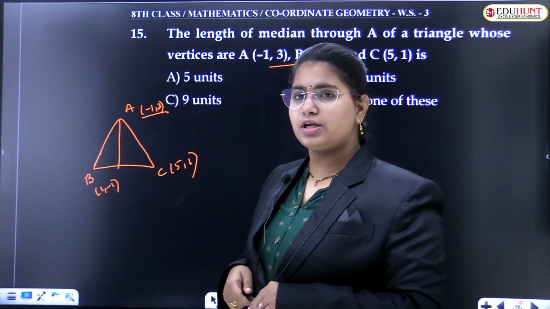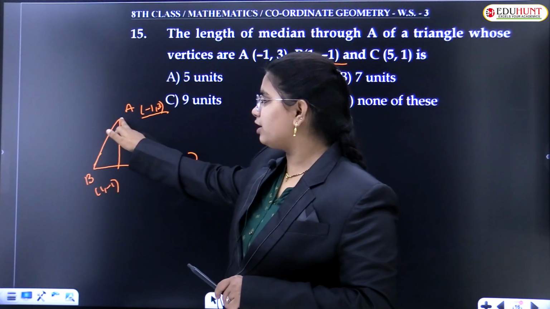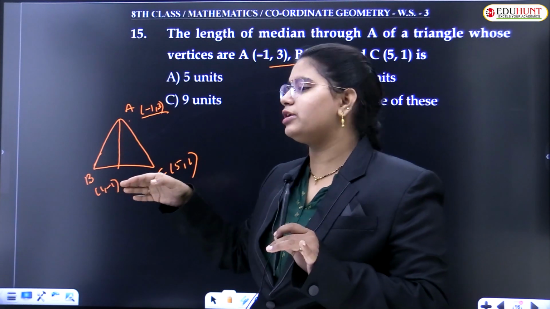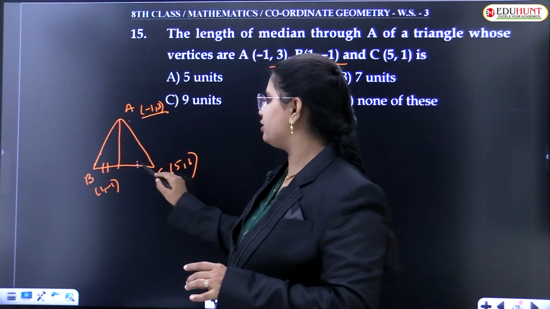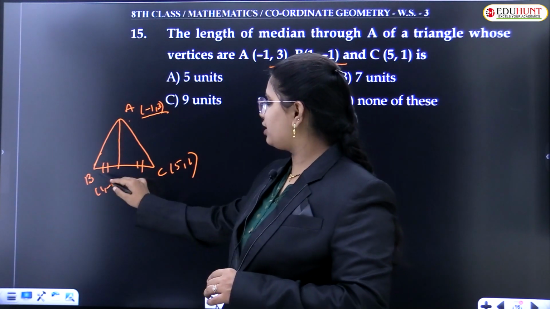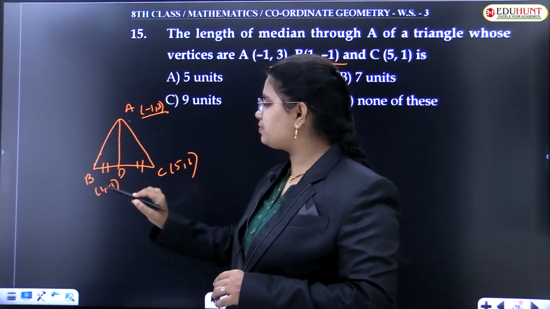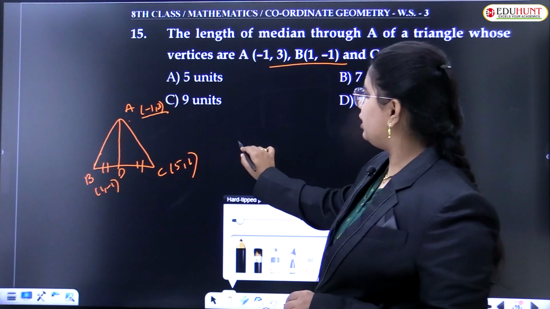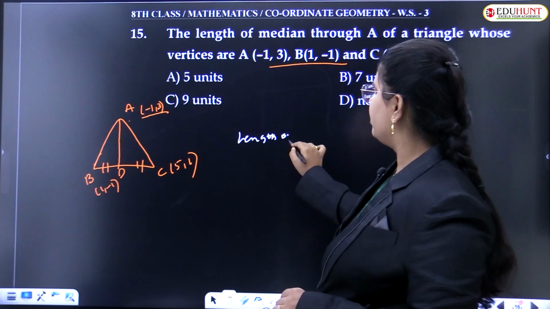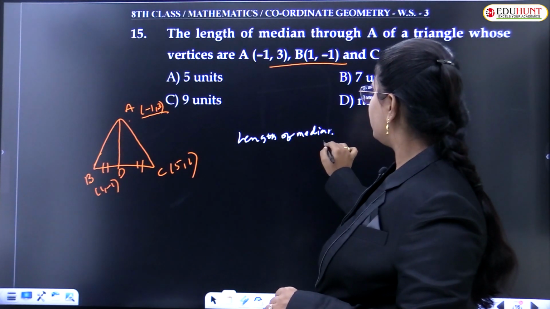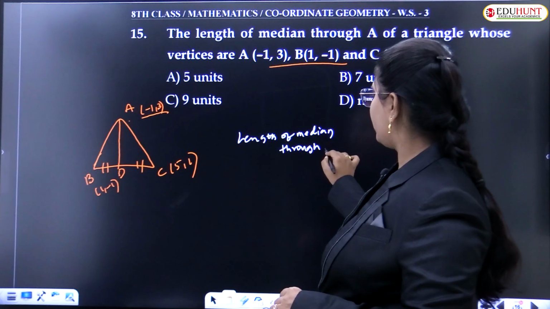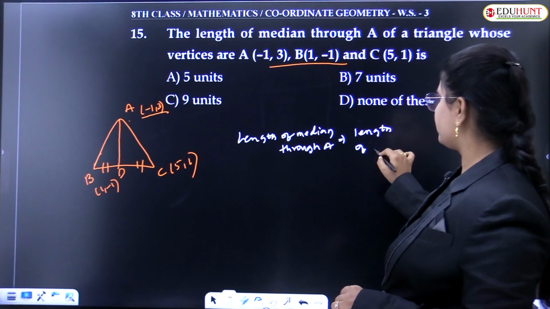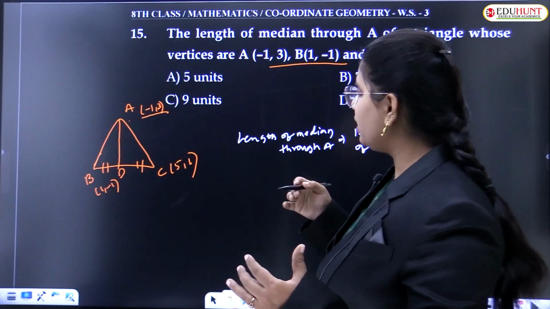How do I need to construct that line segment? Whenever you are drawing a line segment through vertex A, it should exactly fall on the remaining two vertices and act like a midpoint of that line segment BC. So let me take this particular point as D. So first I need to find the length of the median through A. That means I have to find the length of AD, correct? Length of AD.